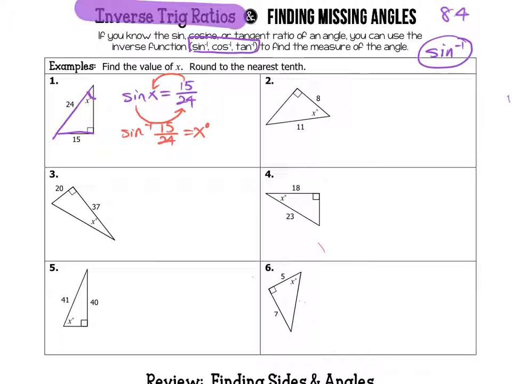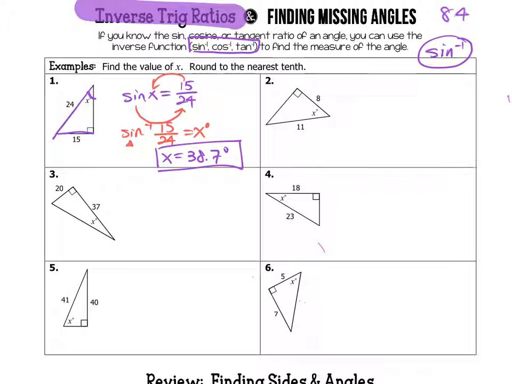And if you plug this in your calculator, you will see most likely you have to do a shift key or a different color key. You will find the inverse, sine inverse, on top of the key that says sine. So make sure that you do sine inverse of 15 over 24, and you should arrive at x equals 38.7 degrees.